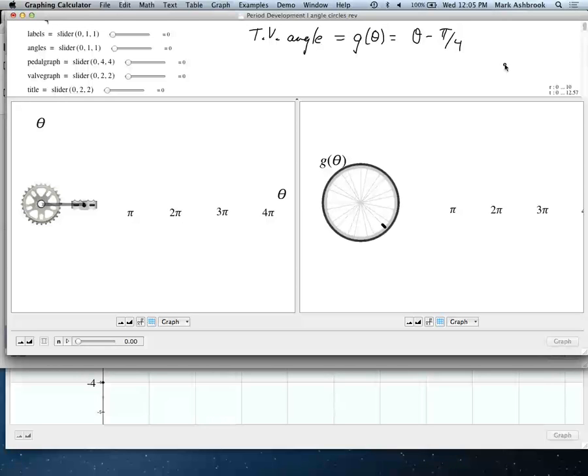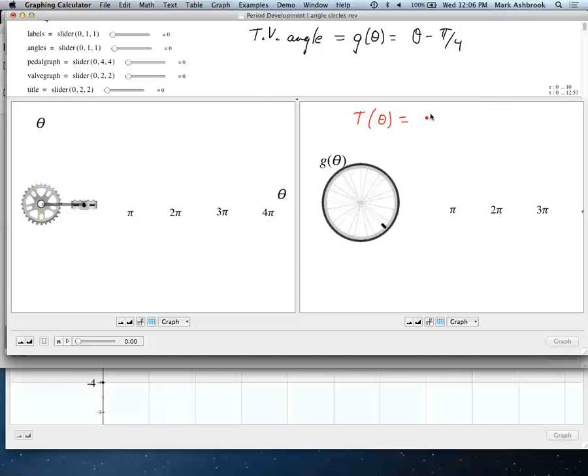Okay, so what we want to write then is our red function over here, for the tire valve, T of theta. We want the vertical distance above the horizontal diameter of the tire valve in radius lengths. So somebody else, what function would that be?